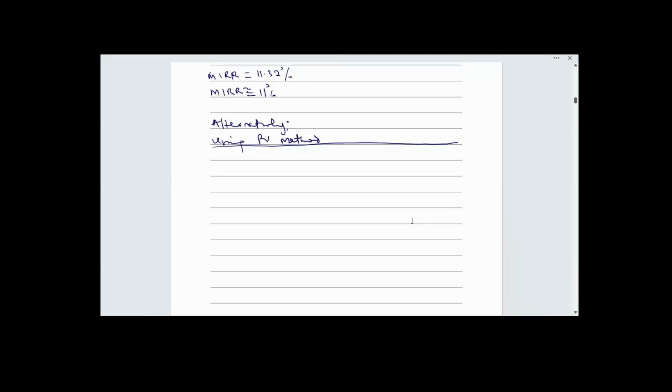Okay, so using present value method, there are 3 steps that we are going to carry out. The first step is to calculate the present value of cash inflow. The second step, calculate present value of cash outflows. Step 3, calculate modified internal rate of return. So I want to calculate present value of cash inflows. I would then say year, item, cash flow, discount factor at 8%, PV.